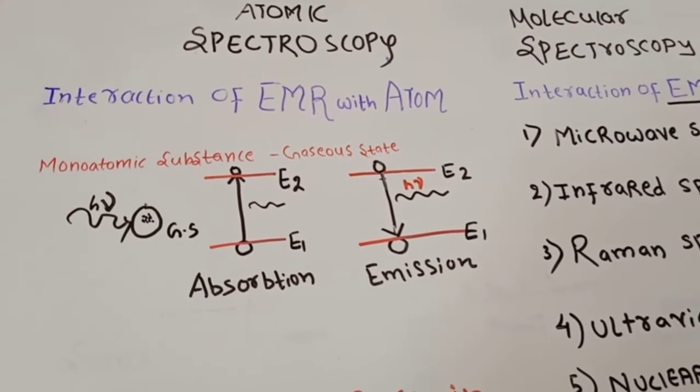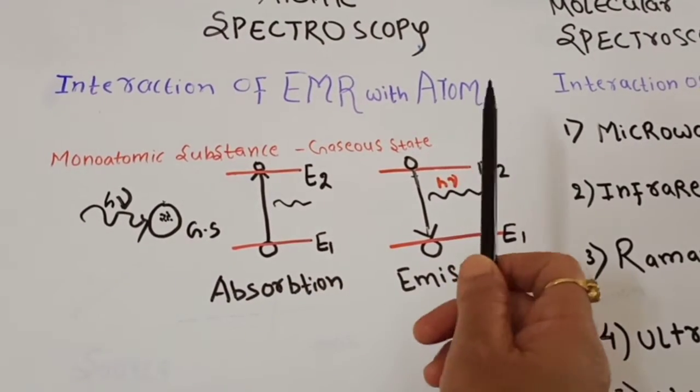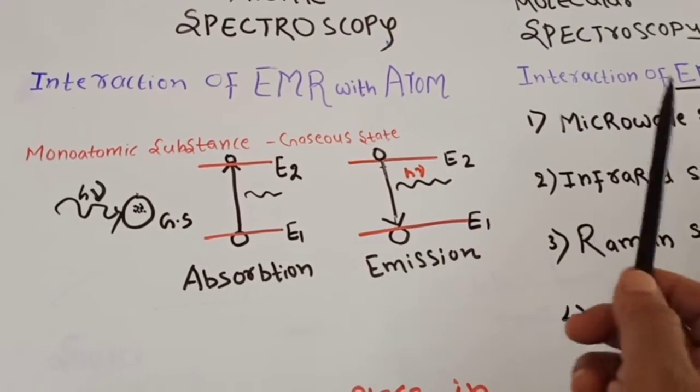So students, we can just see what phenomena will take place when electromagnetic radiations interact with the atom. If we are talking about the atom, we can say that monoatomic substances are mostly in the gaseous state, like hydrogen and all.